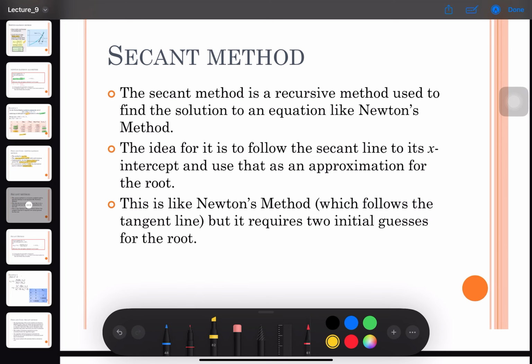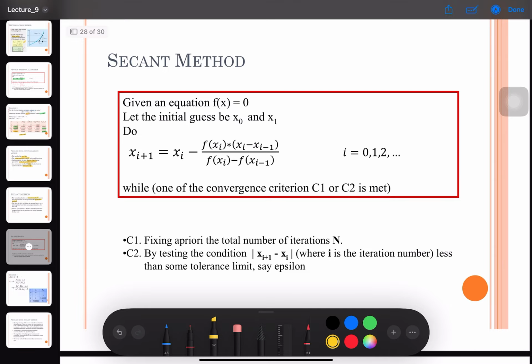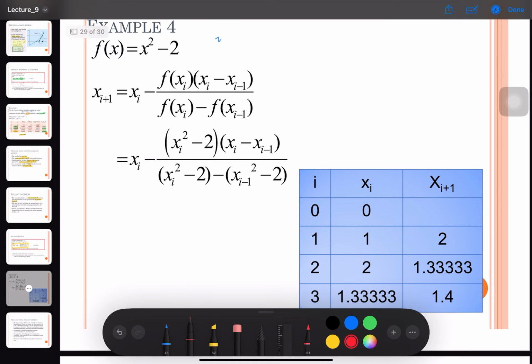Okay, the last method is the secant method. Secant method is a recursive method to find the solution to an equation like Newton's method. Okay, so for secant method, they are using formula 2. So this is the formula for secant method. So from this formula just now, this is your question. They substitute this equation into your f(x).